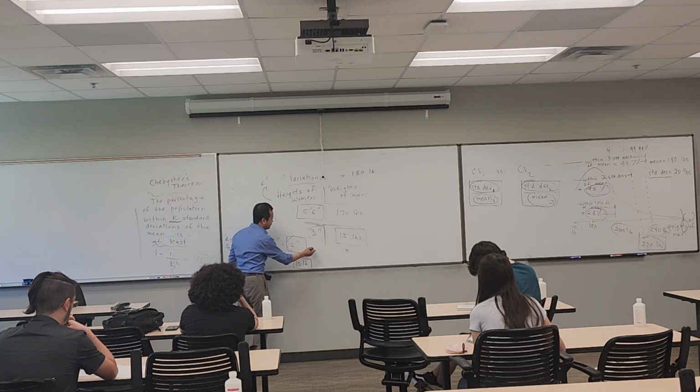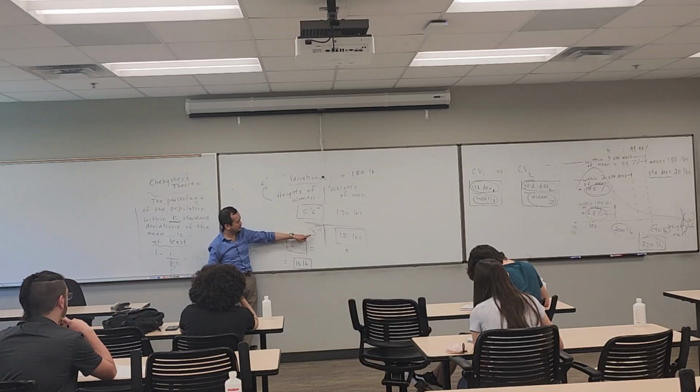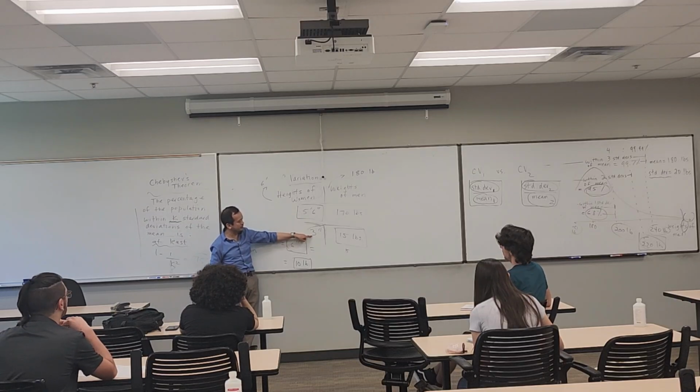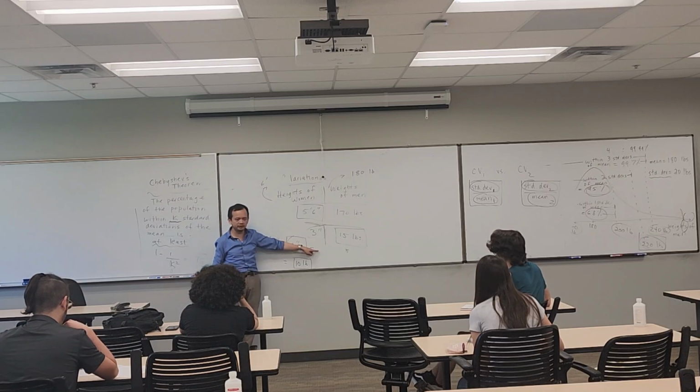So the woman who is 6 inches away from the mean, how many standard deviations is she from the mean? 2. Yeah, because there's 3 inches in one standard deviation, so therefore, if she's 6 inches, she's 2 standard deviations away.